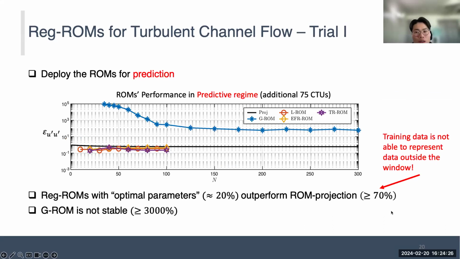So we further test the ROMs for prediction. Here is a similar plot, but for the predictive regime, where we have an additional 75 convective time units. And immediately you see that the blue curve is now way off. The error with 300 modes is like 3000%. And with the projection, now it's like 70%.